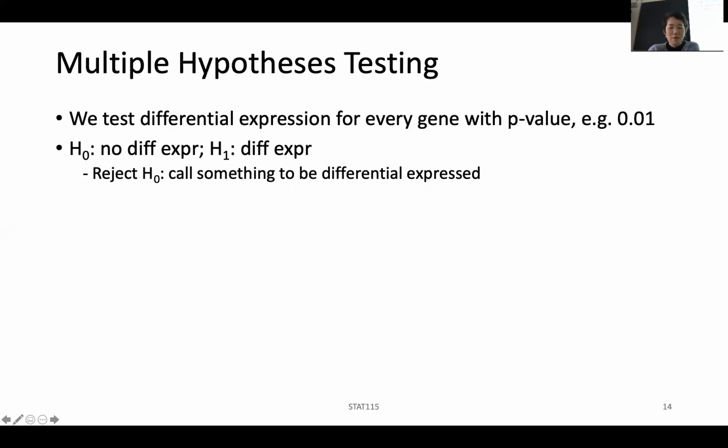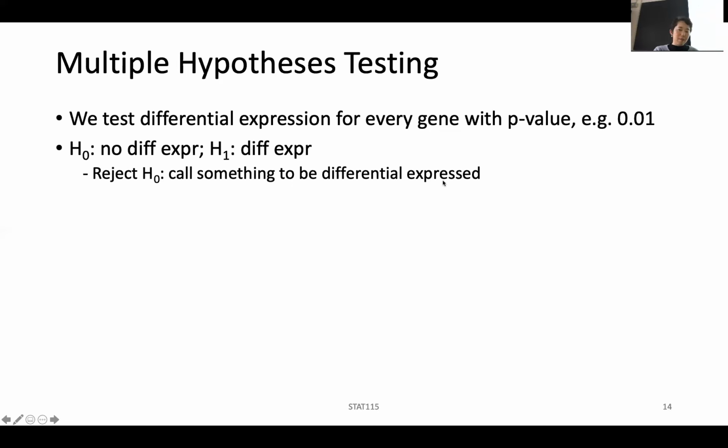So we mentioned here that when we try to test the differential expression for every gene with a p-value, supposedly on every gene, you decide you want to use 0.01 as cutoff. If you decide this gene is not differentially expressed, that's the null hypothesis. If the genes are really differentially expressed, it's called the alternative hypothesis. You will reject the null and call something differentially expressed.